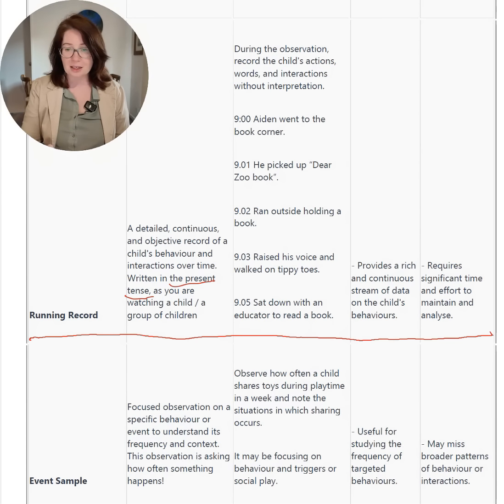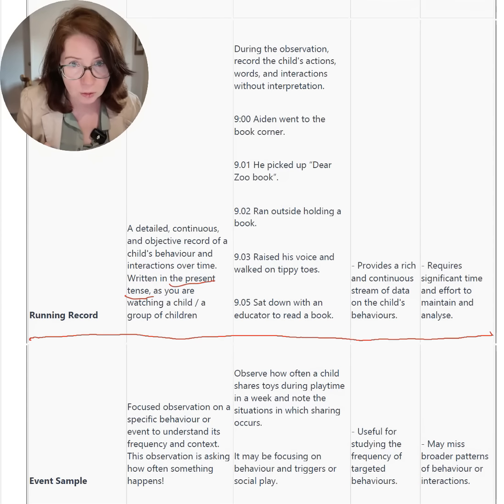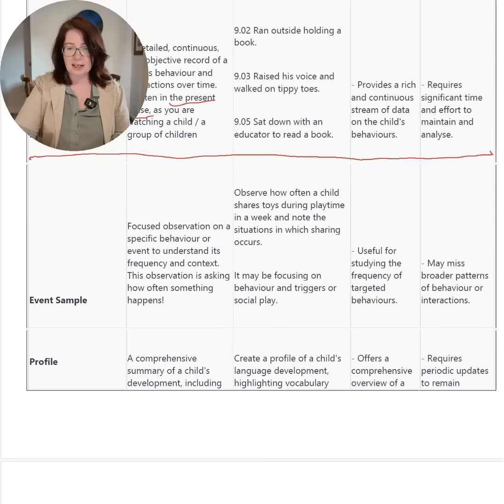The minus or drawback is that it requires you to sit down and concentrate only on observing children. Do we really have time to do that? Okay, event sample is the next one.